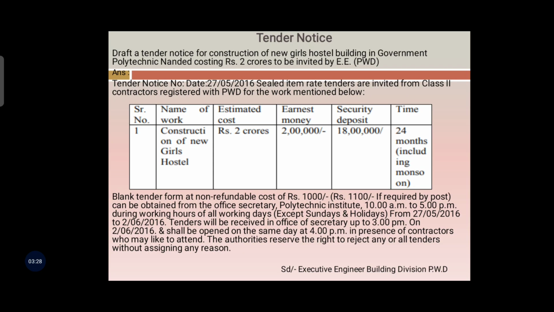You have to write the last date, place and time of receipt here. Okay, then the tender will be received in the office of the secretary up to 3 p.m. on 2/6/16 and shall be opened on the same day. So 25/5 to 2/6 is the period for filling in the tender and paying the non-refundable cost of the blank tender. Okay, so the tender will be opened on 2/6/2016, on the same day.